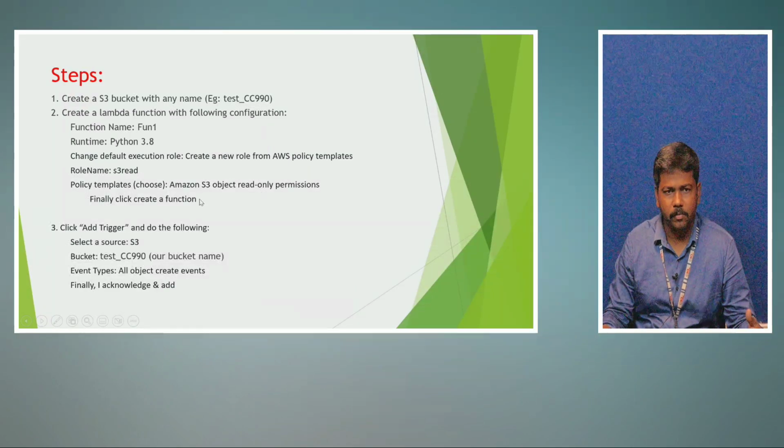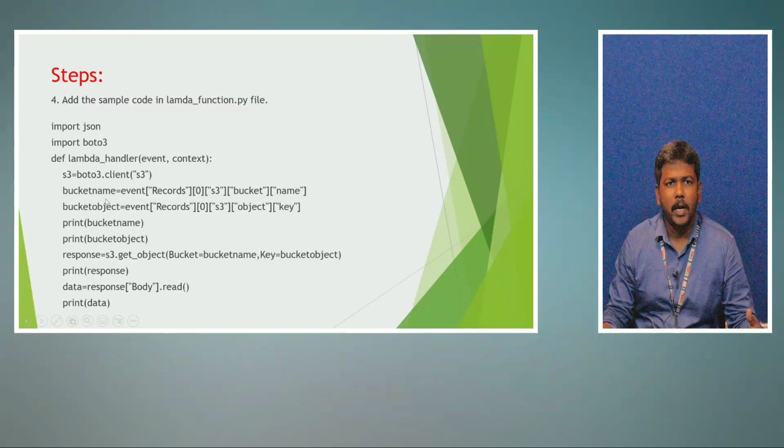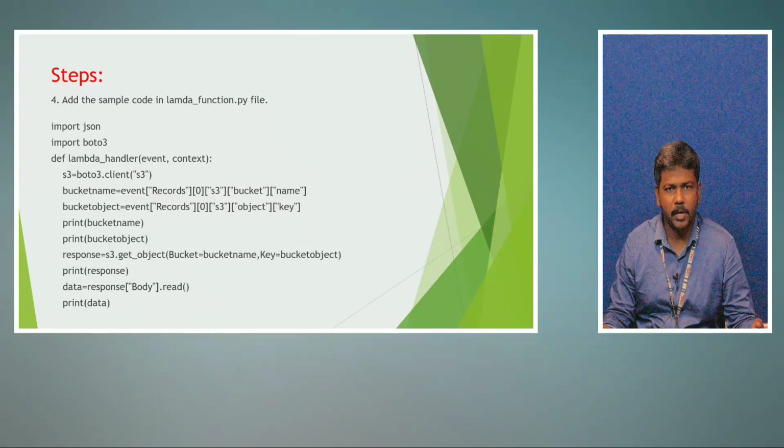So finally I can create a function, and after that inside your lambda function I need to add the triggering, where I have to select the source as S3, whichever bucket you created, that bucket you have to choose, and you can keep the event type as all objects create events. Finally you can click on I acknowledge and add this triggering. And in the lambda function I need to keep this sample source code to get the events which are generated in the S3 bucket, so that they are recorded in the CloudWatch.